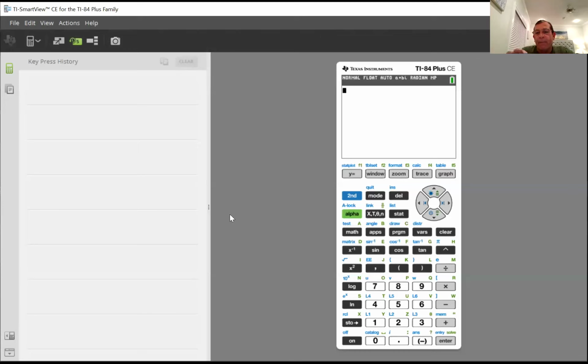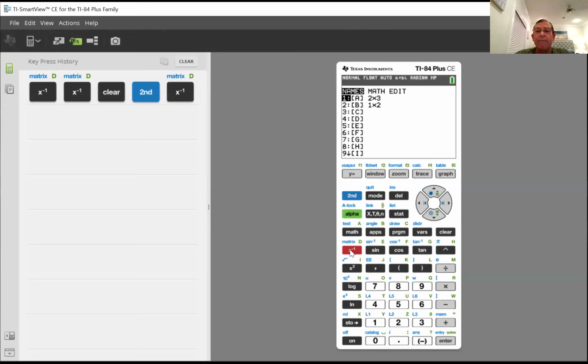Now, on the left side, we're going to use what we call the matrix. It's right under the math button on the left side. Well, let me clear that. You'll see an x negative 1 button. Above it, it says blue matrix. So to get to the matrix stuff, we're going to hit the second and then the x negative 1 button.